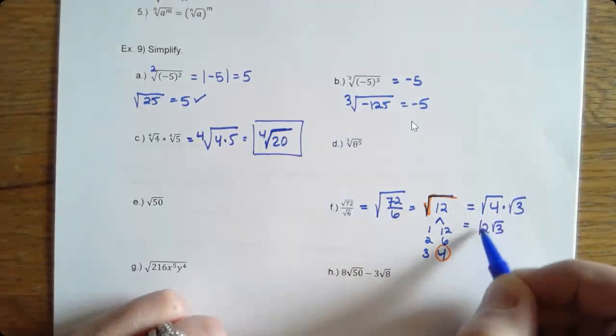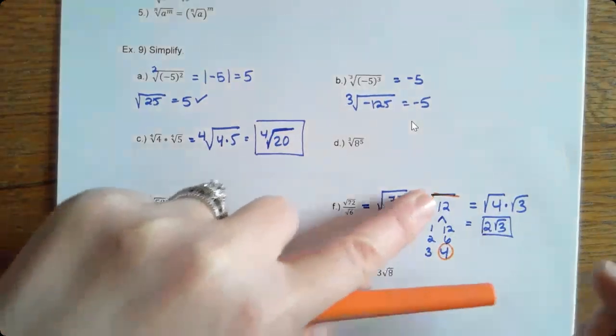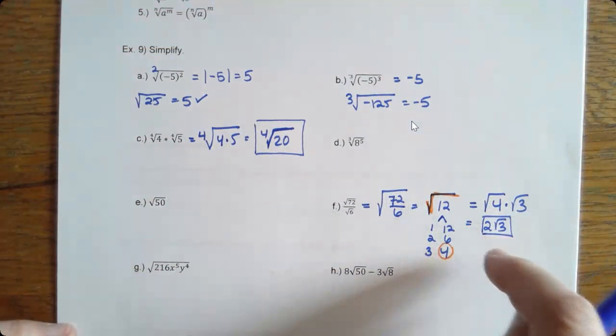So we do use these rules going in both directions, where sometimes we'll put things back together, other times we'll break things back apart. But we do want to simplify radicals as much as we can.